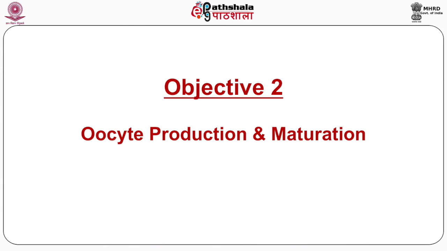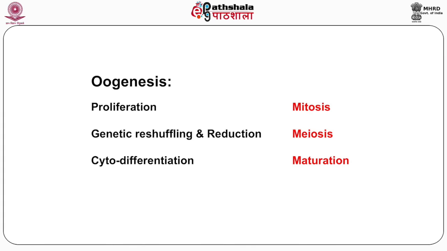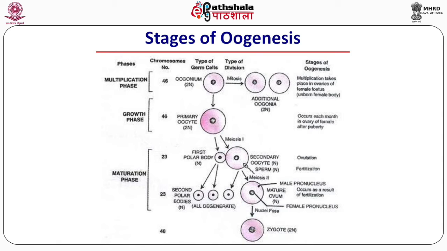The second part of this module, we will talk about how the oocytes are produced and how they mature. So, the process of oogenesis or oocyte production requires three kind of steps. One is the proliferation, which happens by mitotic divisions. The second is the genetic reshuffling and reduction in the number of chromosomes, which is by meiosis process. And the third, the maturation step or the cytodifferentiation of the oocyte to become a functional mature oocyte. This picture shows the different stages of oogenesis.